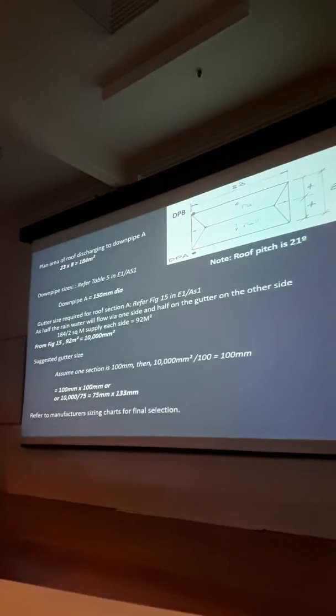So we work out the plan area to start with. So that would be the plan area of the roof, 23 by 8. That's the whole thing. Is it only 23 by 4? It should be, but they've changed this.